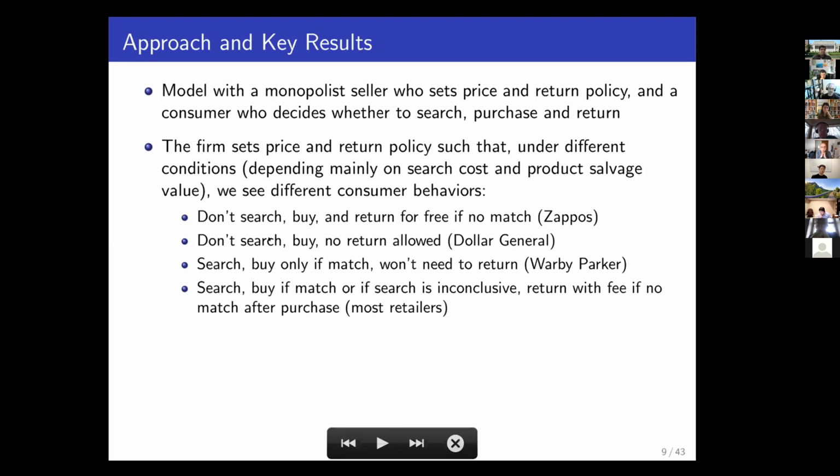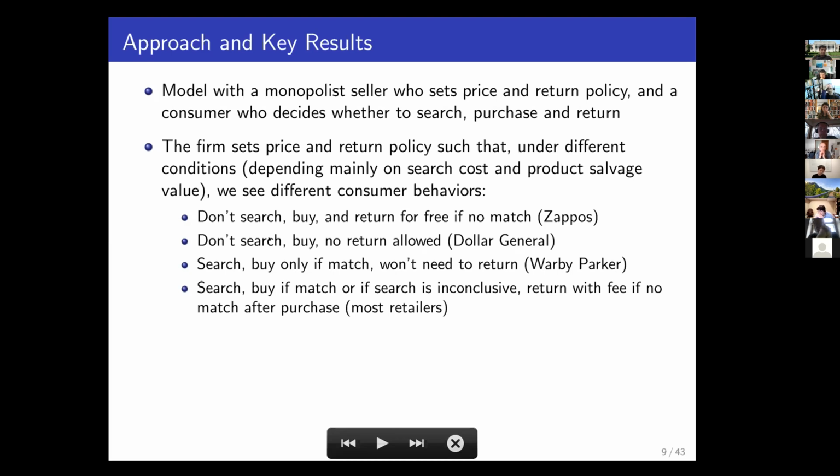That's essentially Warby Parker. And then obviously the case of search, and then you buy if you find a match, or even if the search is inconclusive. The search could return no results, right? It just doesn't give me any new information, so I'm back to my prior, but I still decide to purchase. That can happen also, but then the return has a fee associated with it.